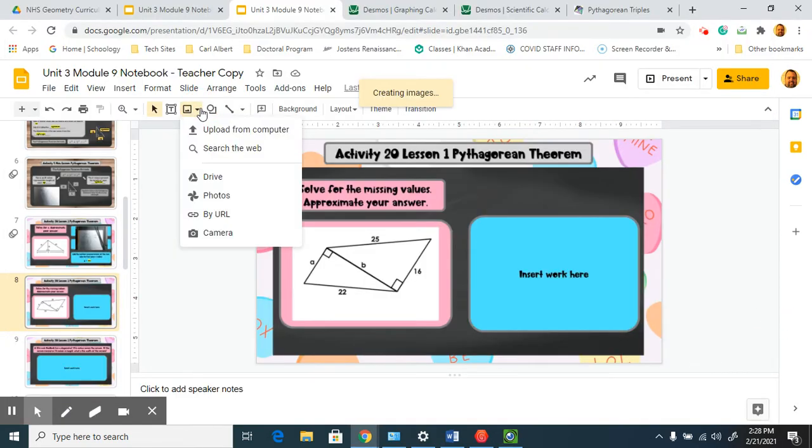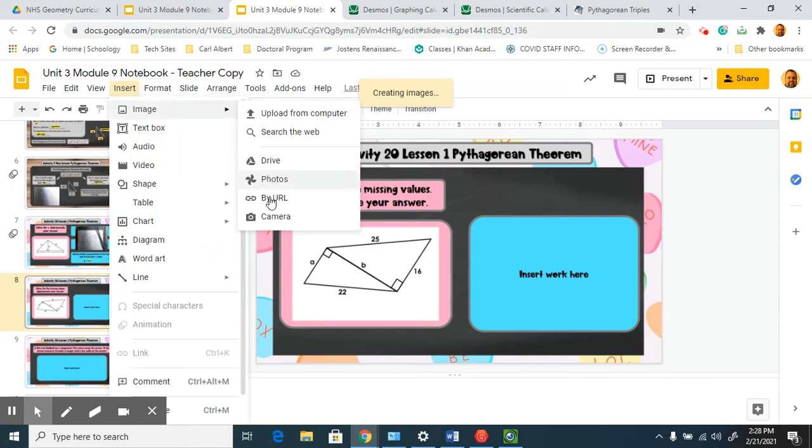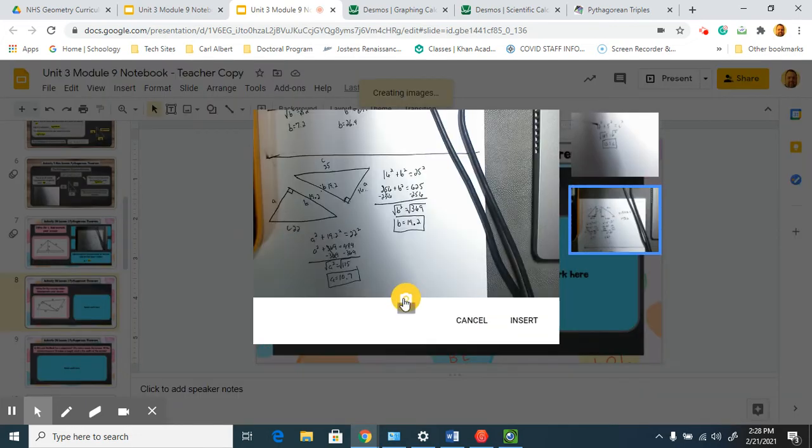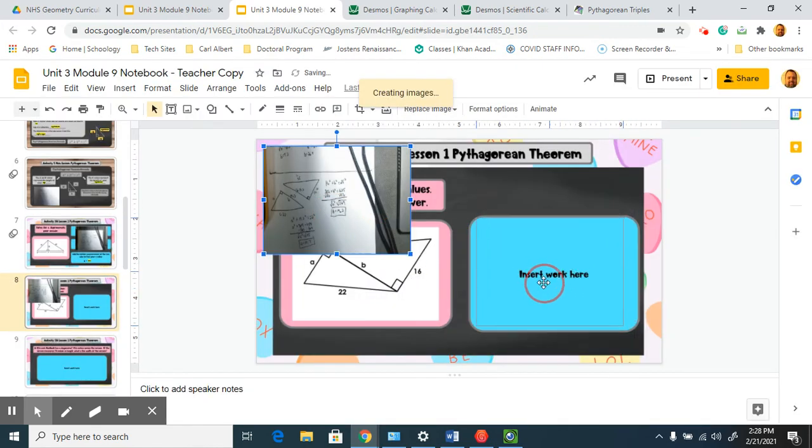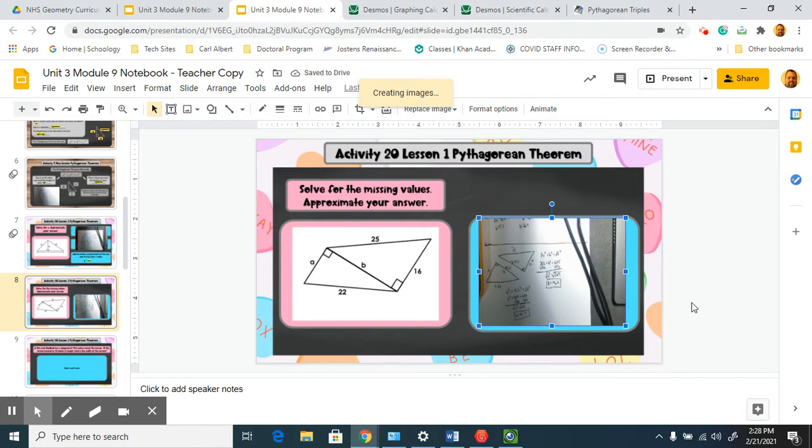So I'm going to go back over here to the right place, insert image by camera. And there we go. Pause the video, make sure you finish up, and go on to the next problem.